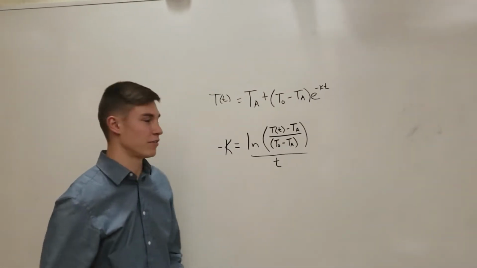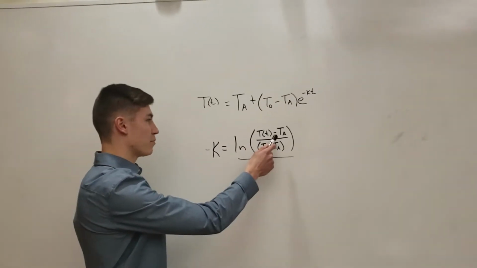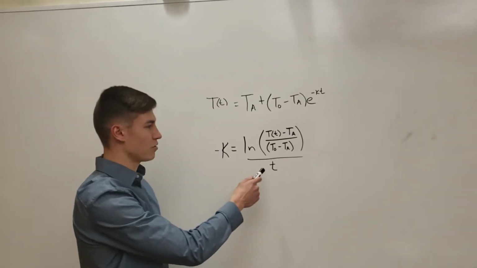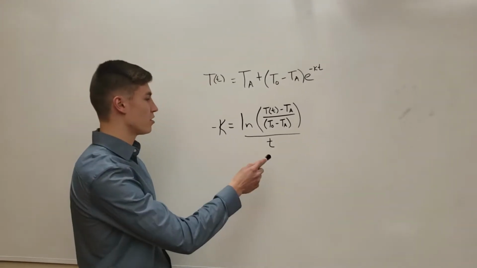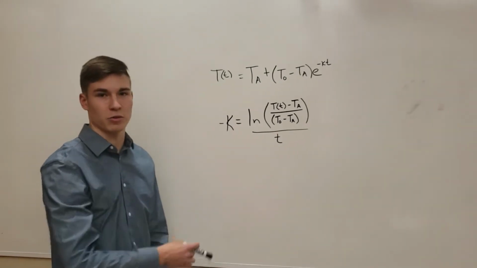In solving for K, we would take the natural log of the temperature at a specific time minus the temperature of the surroundings divided by the initial temperature minus the temperature of the surroundings. This would all be over a specific time t, and K is negative because the object is cooling over time.